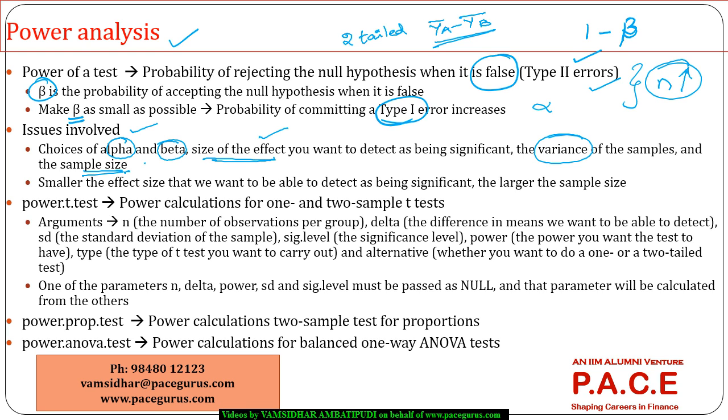So if I am using power dot t dot test, it is actually doing a power calculation for one sample and two sample t test. Similarly, when I am saying power dot prop dot test, it is doing the power calculation for the two sample test for proportion. And when I am using power dot ANOVA dot test, it is doing the power calculation with respect to the ANOVA test. So when you are doing the power calculations, the inputs that are required, N is the number of observations per group.